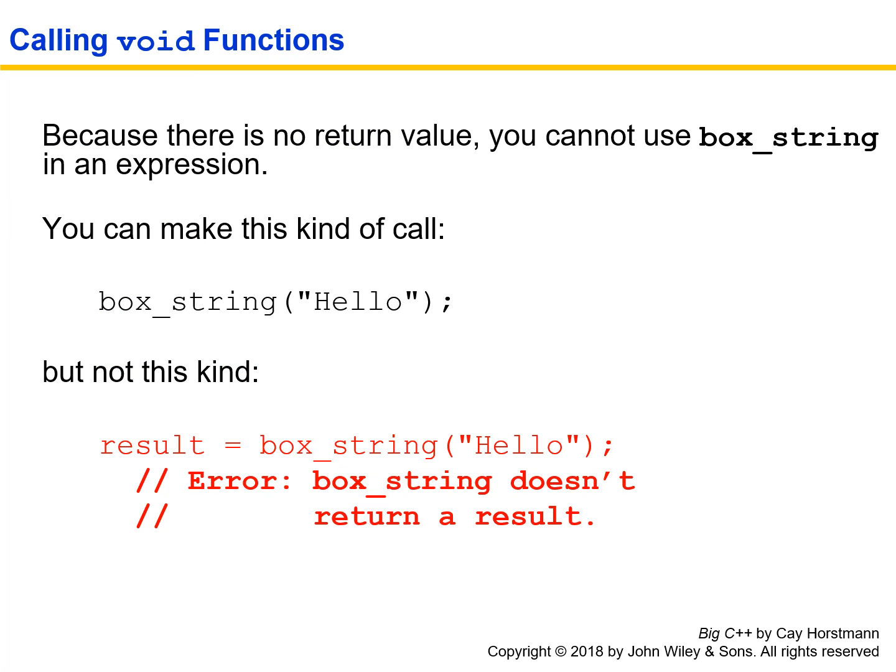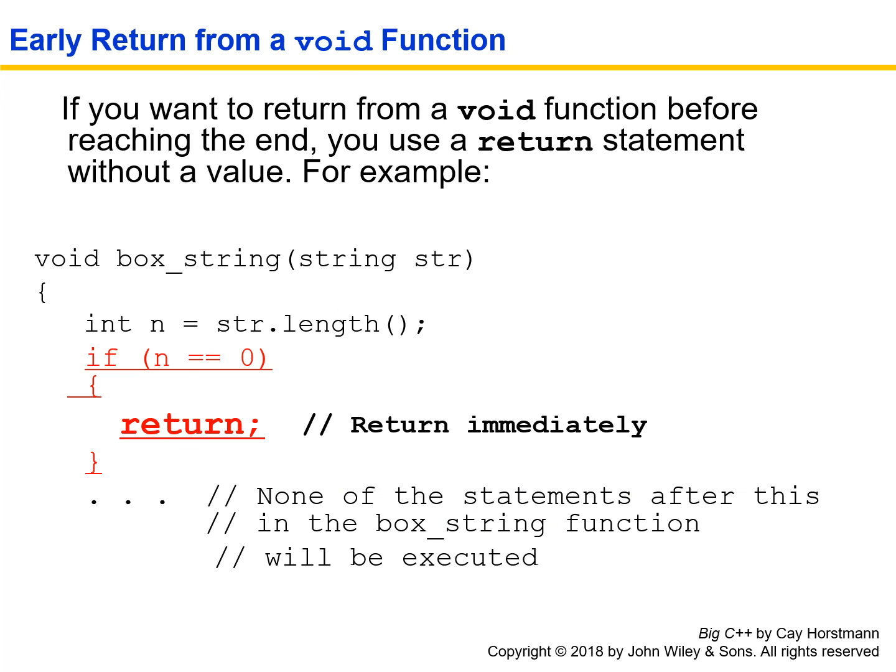Because there is no return value, you cannot use box string in an expression. You can say box string "hello". You can't say result equals box string "hello", or cout box string "hello", because box string doesn't return any result. We can use a return statement without a value if we want to exit the function early, just as we said return 0 if the side of a triangle was negative or something like that. We can say if the length of our string is 0, just return. There's no need to print anything. We've been given an empty string.